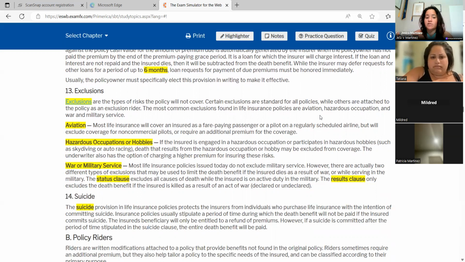So aviation, most life insurance will cover an insured as a fare-paying passenger or a pilot on a regularly scheduled airline, but will exclude coverage for non-commercial pilots or require an additional premium for the coverage. Which means if your job is being a pilot for American Airlines and something happens on the plane, you crash and you pass away, it will go ahead and cover because that was your job. Meaning you had disclosed that in the beginning and your premiums were as if you had that occupation. Now, if you flew a private helicopter somewhere and you died, then that's not covered.